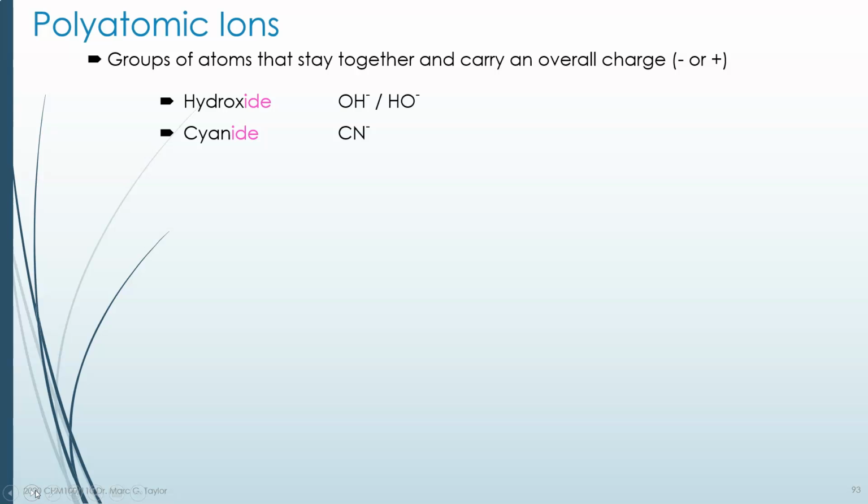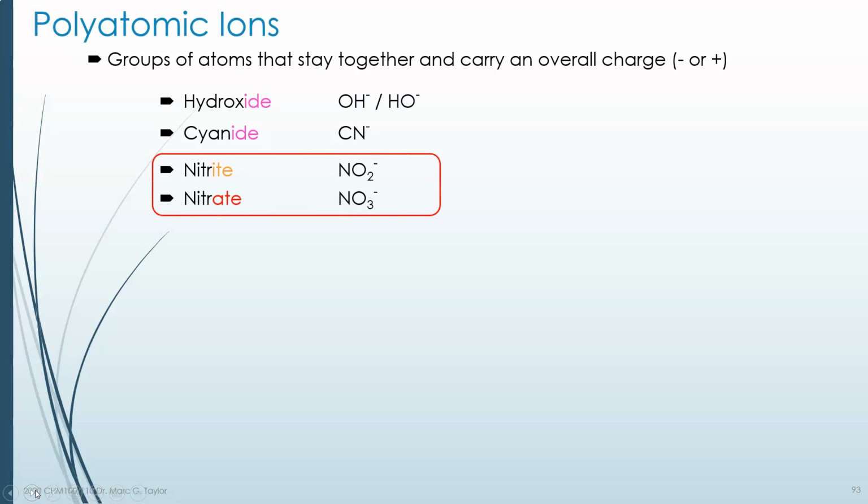People write it OH minus or HO minus, usually the first way, but the second way is perfectly acceptable. And cyanide is always written CN minus, because if you write it the other way around, it's actually a slightly different ion called isocyanide, which we are not going to talk about today. So here are the first two, and they're both -1 charged polyatomic ions.